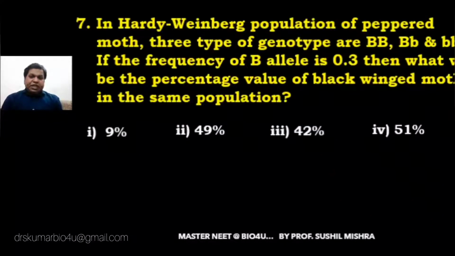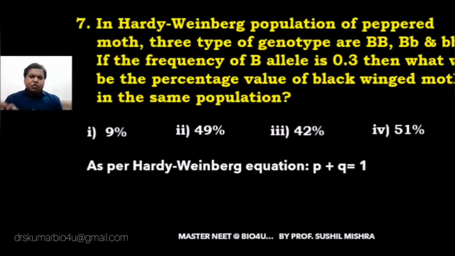Next question. In Hardy-Weinberg's population of peppered moth, remember Hardy-Weinberg, the evolution topic you have learned. Again, numerical comes, please be very careful. Three types of genotypes are homozygous dominant, heterozygous and homozygous recessive, that is capital B capital B, capital B small b, small b small b. If the frequency of the dominant allele is 0.3, then what will be the percentage value of black-winged moth in the same population? Remember, for Hardy-Weinberg, we know p plus q is 1.